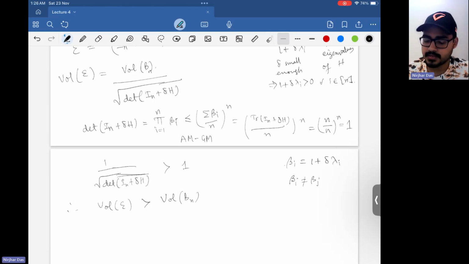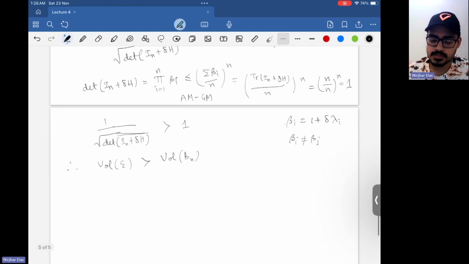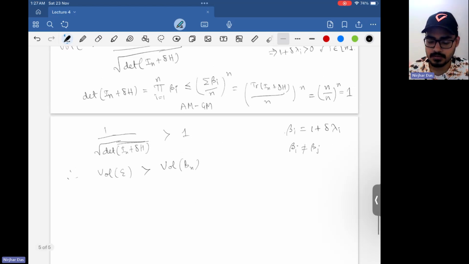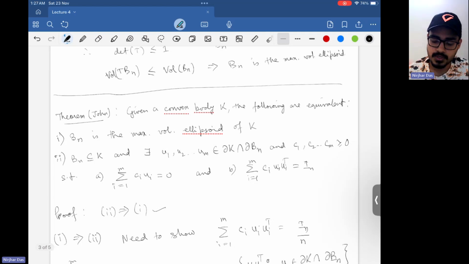I mean, there exists an ij pair such that beta i is not equal to beta j, and we know that in the AM-GM inequality, the inequality is strict when the elements are dissimilar, right? Not equal. So therefore, this holds with strict inequality, and therefore we have found an ellipsoid which has bigger volume than the volume of Bn, right? So our goal was to show that Bn was given as the maximum volume ellipsoid of K, and now we have an ellipsoid which has a bigger volume than Bn.